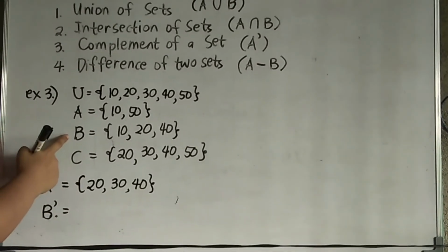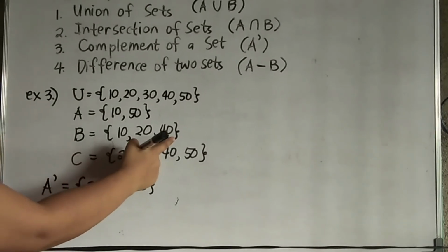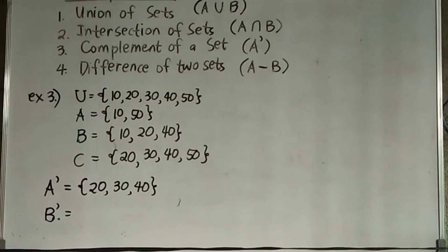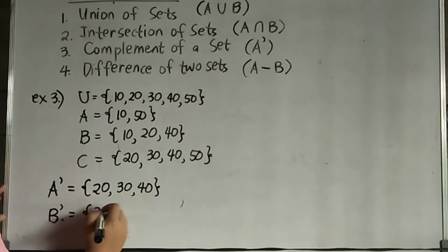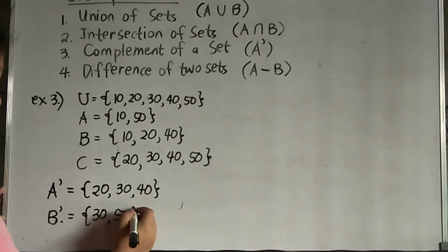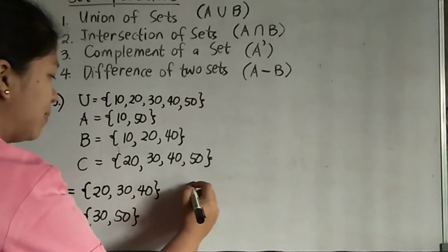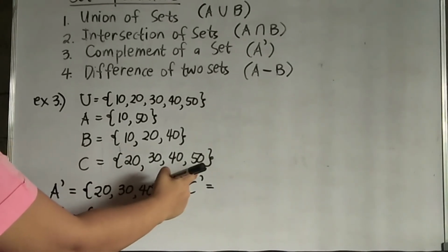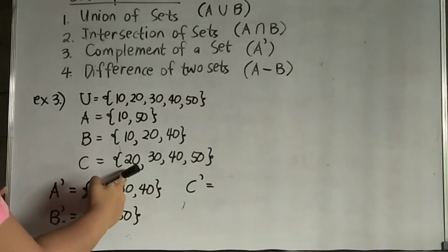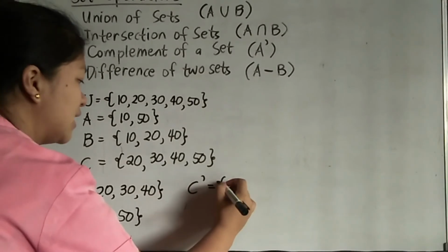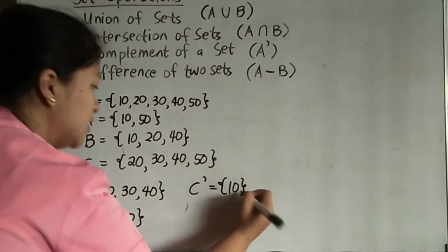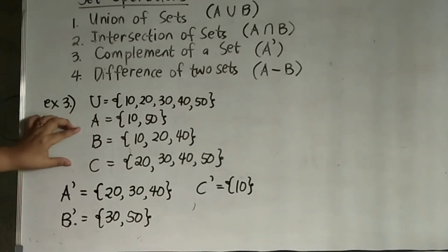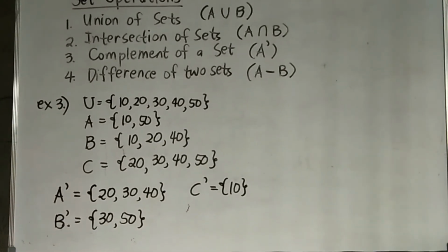So, for set B naman, you have 10, 20, and 40. Alin po yung nawawala dito na matatagpuan sa universal set? So, you have the elements 30 and 50. And for C complement, you are given 20, 30, 40, and 50. So, alin po yung wala sa set C na nasa universal set? That is the number 10. So, that is how we find the complement. Alin lang po ang nawawala sa kanya na matatagpuan sa universal set.